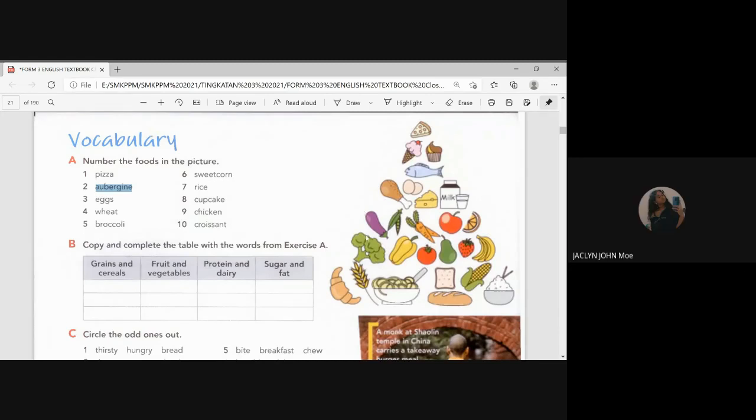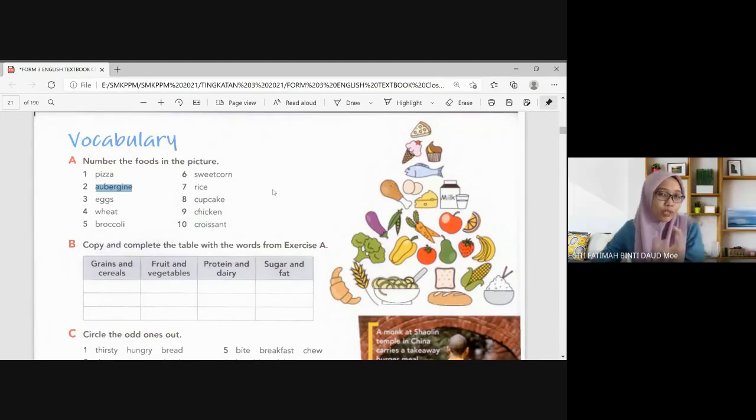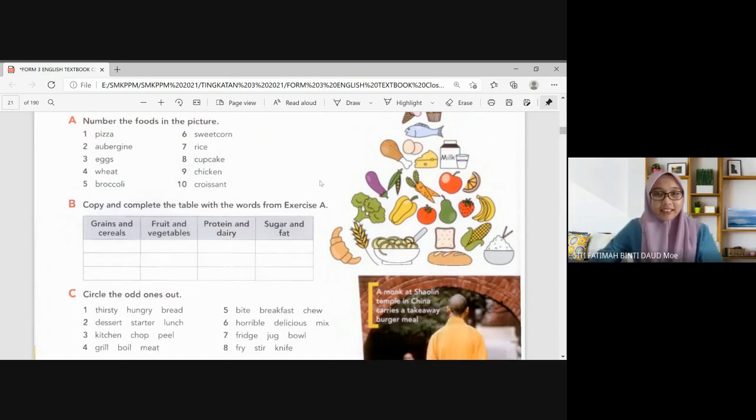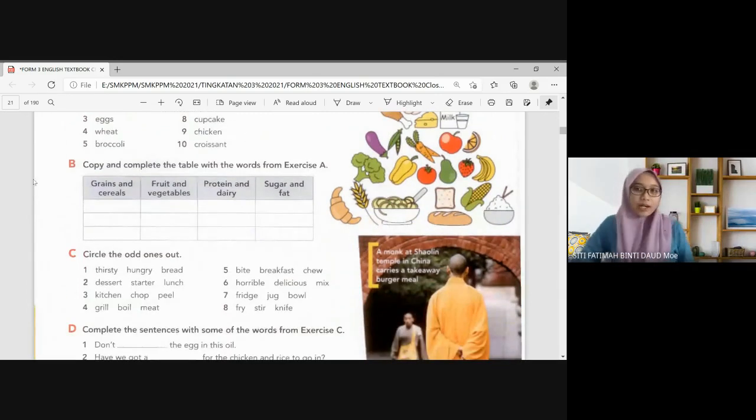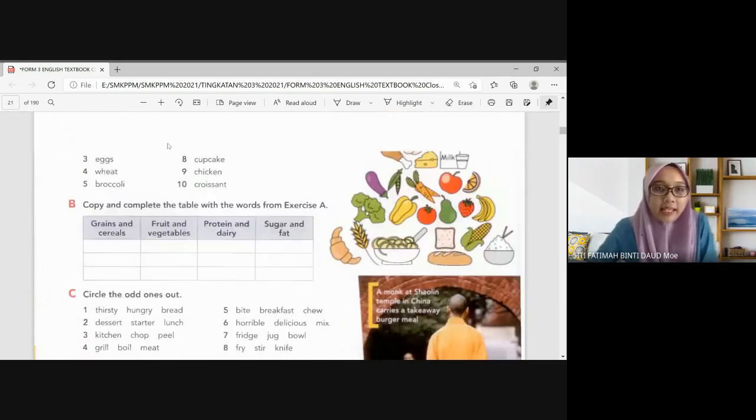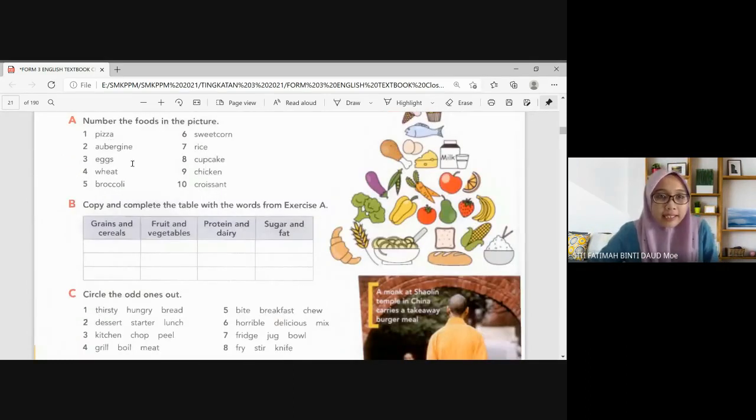Eggplant is actually terung yang bulat tu. Aubergine is terung yang panjang. Okay. You don't have to do that lah later. I want you to do this one. B, copy and complete the table with the words from exercise A. So all these words, 1 until 10, you masukkan.